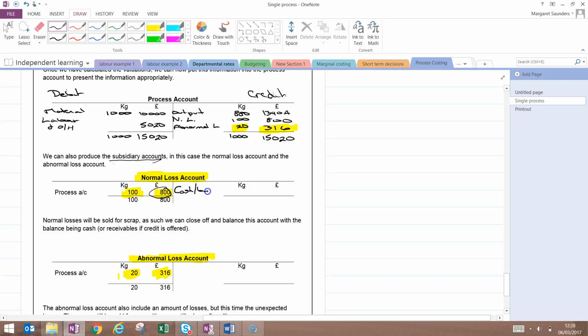So you can write cash or bank, whichever one you prefer, £800. And you've sold 100 kilos. So now our normal loss account is finished. No balance. Everything totaled off.